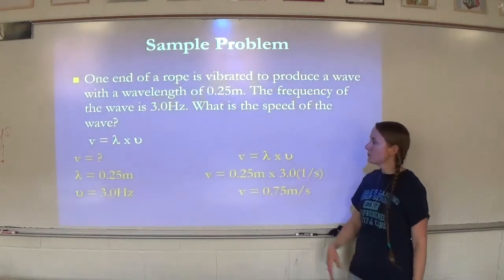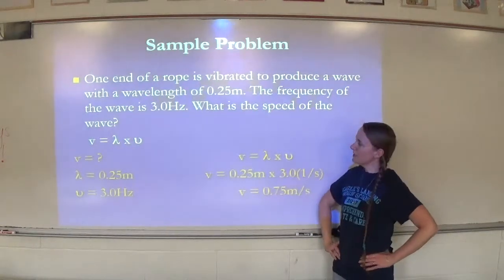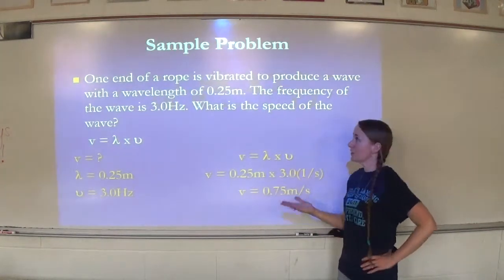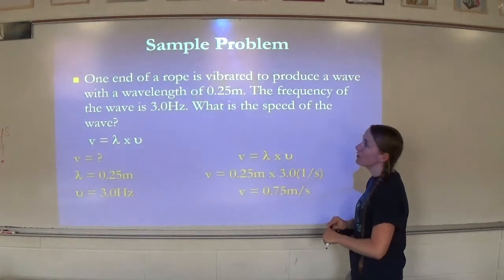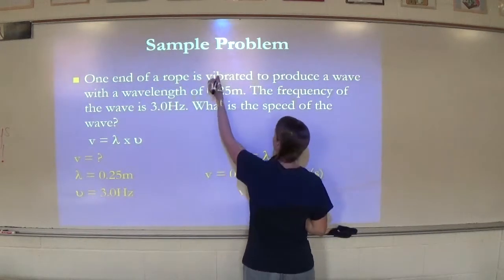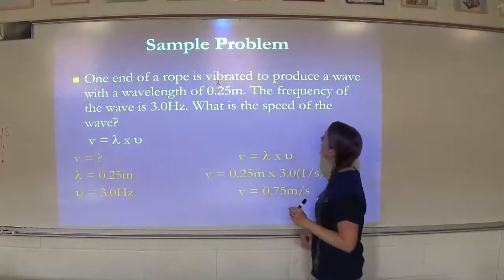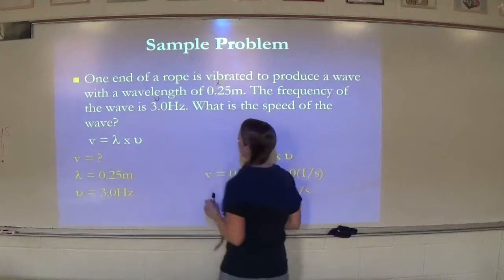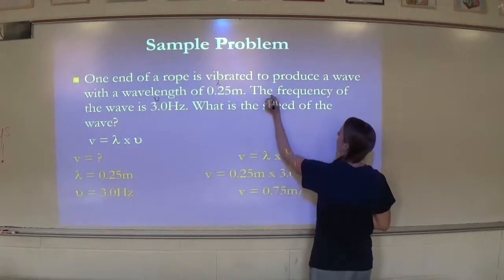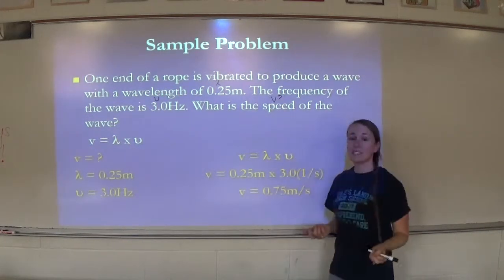So here's one where clearly I did not animate it, so it already came up, so we'll just look at it together. It says one end of a rope is vibrated to produce a wave with a wavelength of 0.25 meters. So there's my lambda, or my wavelength. The frequency of the wave is 3 hertz. So there's my frequency. What is the speed of the wave? So I'm looking for my velocity or speed.